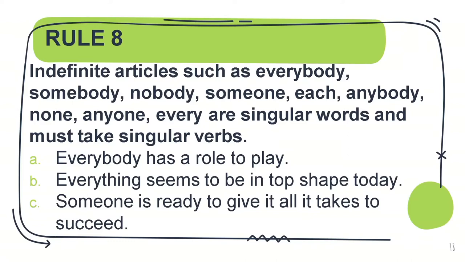This is the rule that has to do with indefinite articles or indefinite pronouns. Now, indefinite pronouns include everybody, somebody, nobody, someone, each, anybody, no one, anyone, none, every, and so on. All those are called indefinite articles because they don't actually refer to somebody definitely. Indefinite articles are singular words and therefore must take singular verbs. They must take singular verbs. So, an example here, everybody has a role to play.